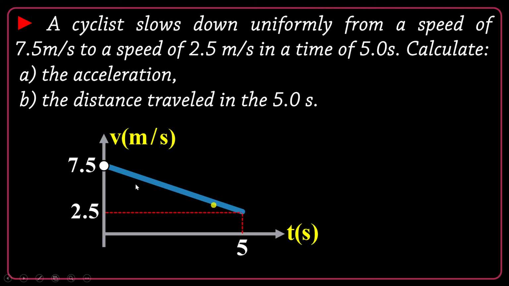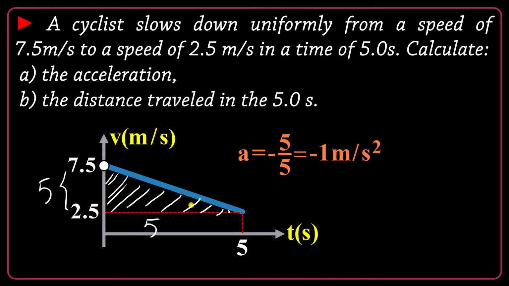You see the acceleration is negative. How to find it? I just establish a triangle and then rise over run. Rise is 5, run is also 5. So 5 over 5 is 1, but negative 1. Pay attention, the acceleration is negative.